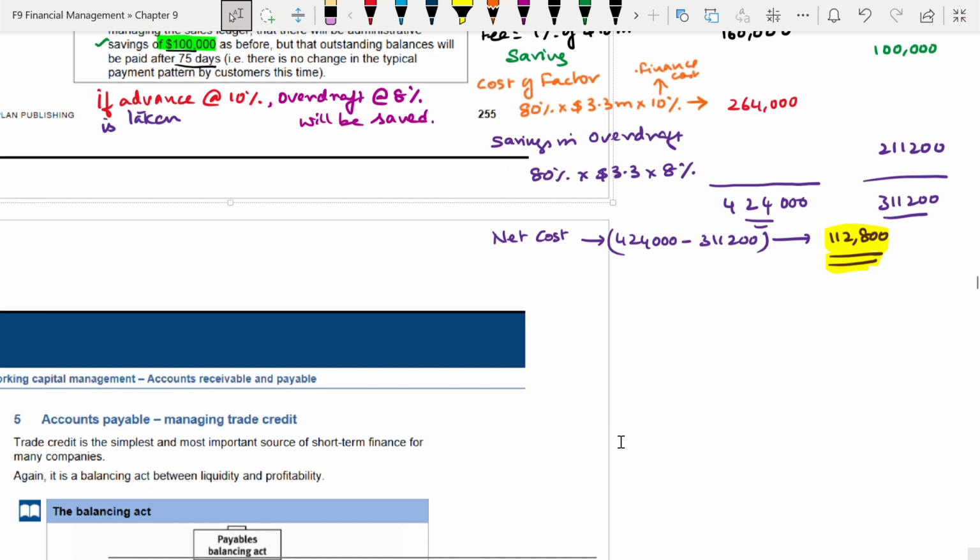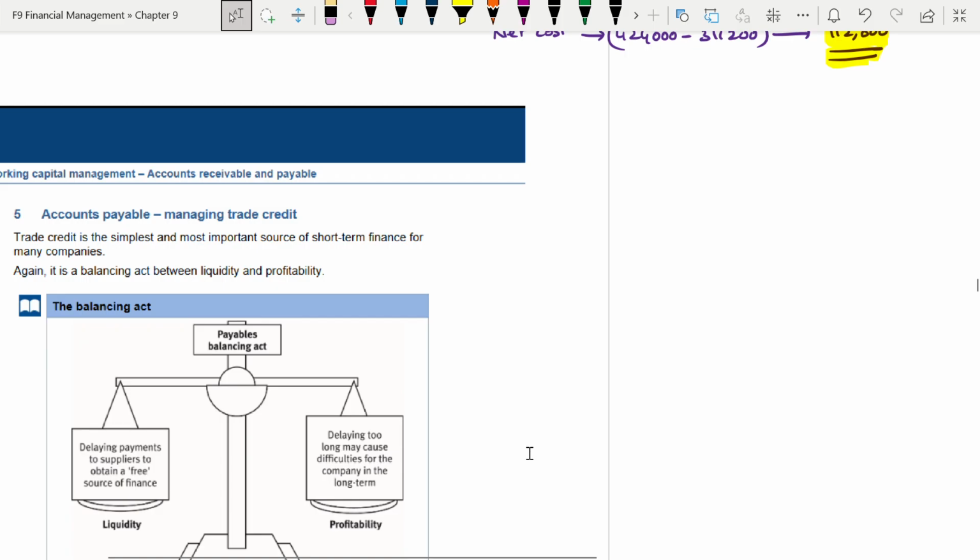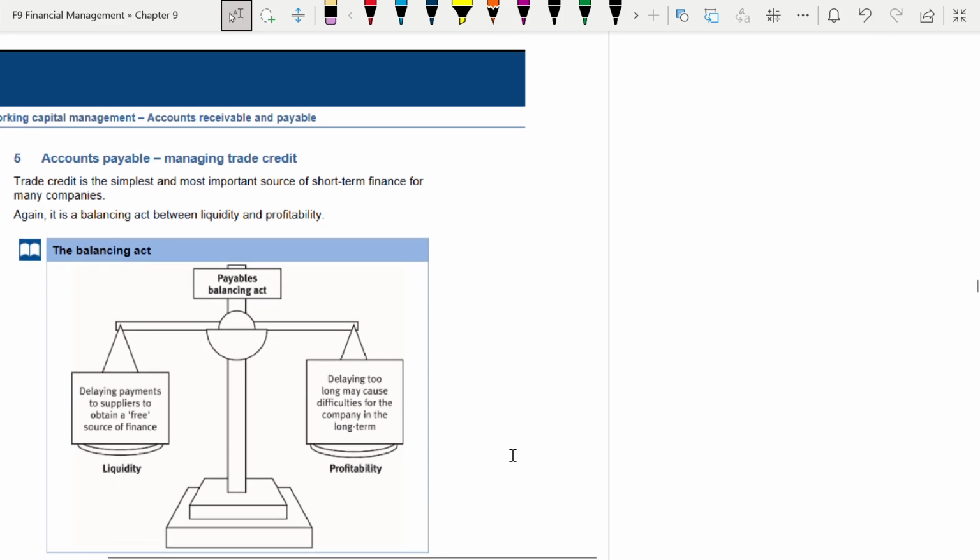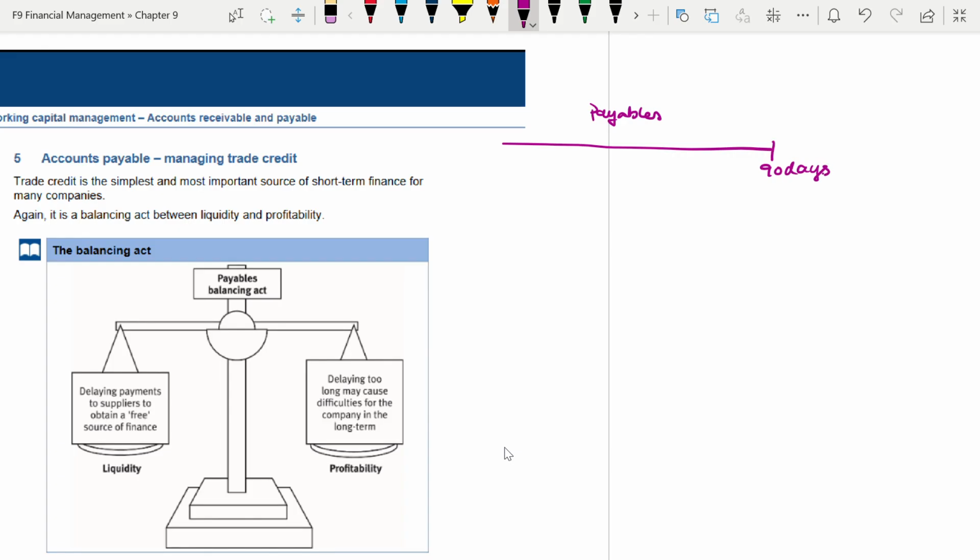To work out with the payables as such. When we are talking about what advantage you will get if you pay early, the same concept applies with respect to payables also. When we are talking in terms of payables, they will give you 90 days credit.